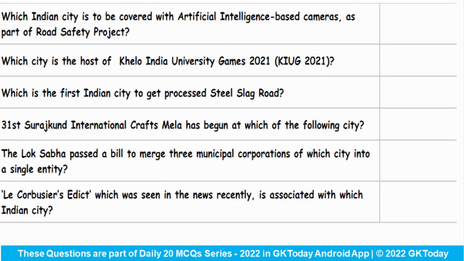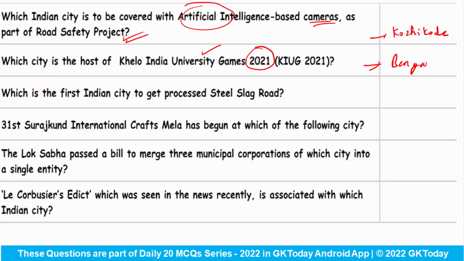Fine. Now let's see some of the important cities that were in news. First is, which Indian city is to be covered with artificial intelligence based cameras as part of road safety project? This city is Kozhikode. Which city is the host of Khelo India University Games 2021? So the host for this event is Bengaluru this time. Which is the first Indian city to get the processed steel slag road? Answer is Surat.